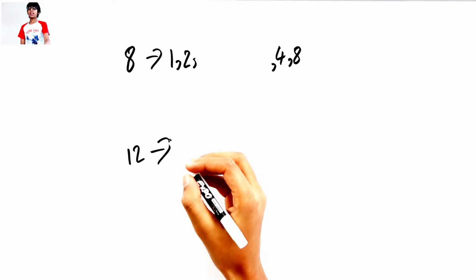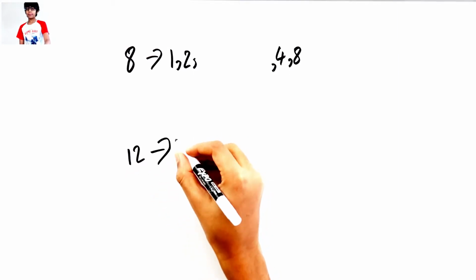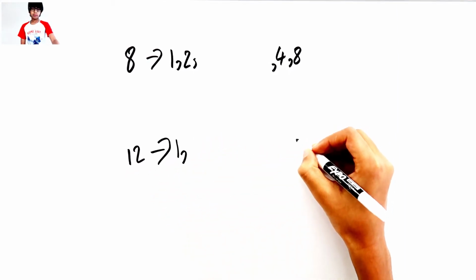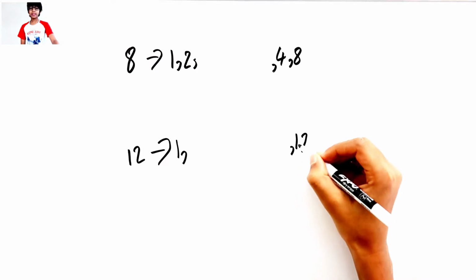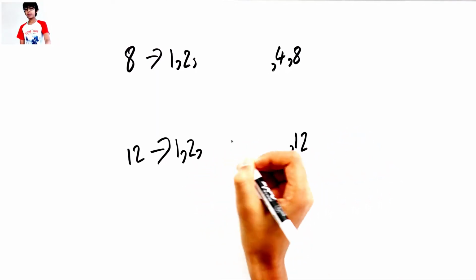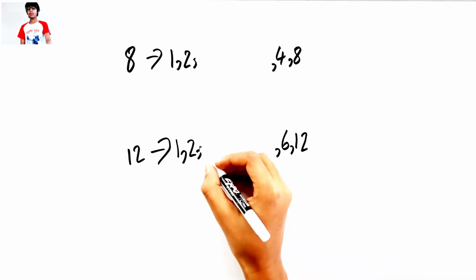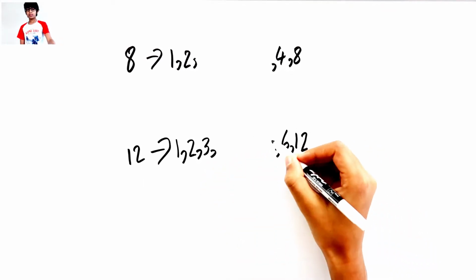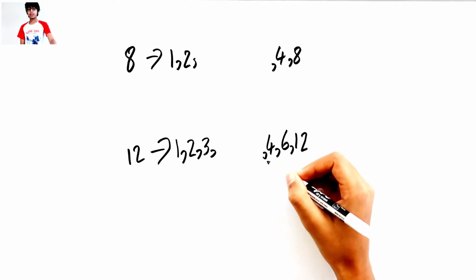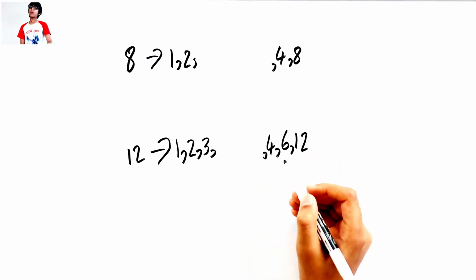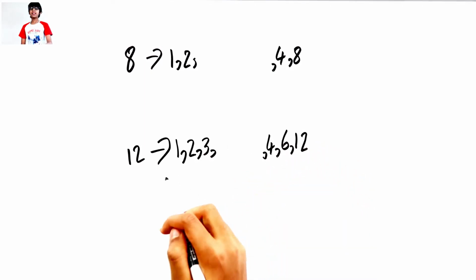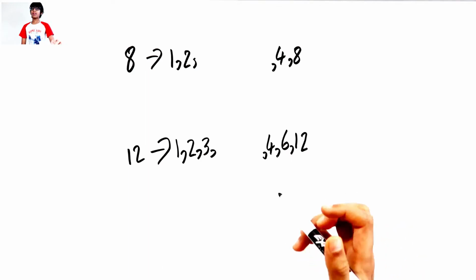Now let's find the factors of 12. 1 times 12 is 12. 2 times 6 is 12. 3 times 4 is 12. 4. We already used 4. These are the factors of 12.